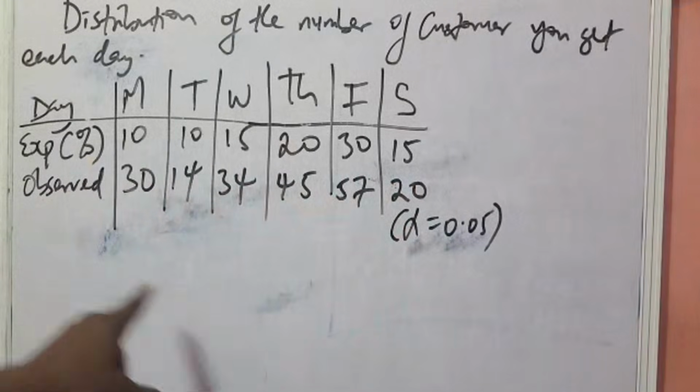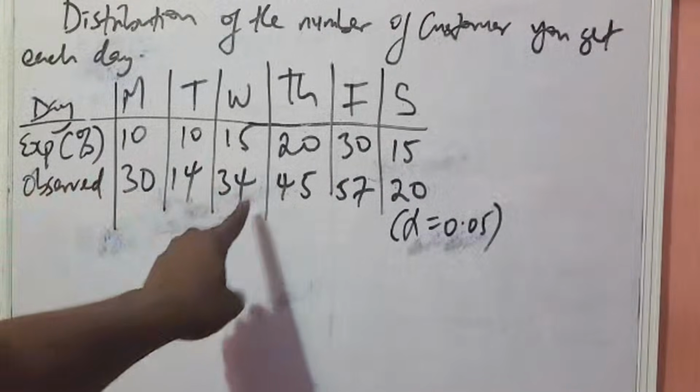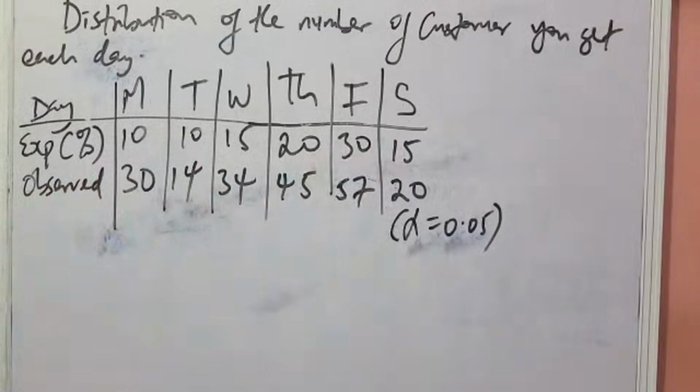30 plus 14. Can somebody do that quickly? 30 plus 14 plus 34 plus 45 plus 57 plus 20. Do the addition of all those values. What did you guys get? What's the total of that? 200.